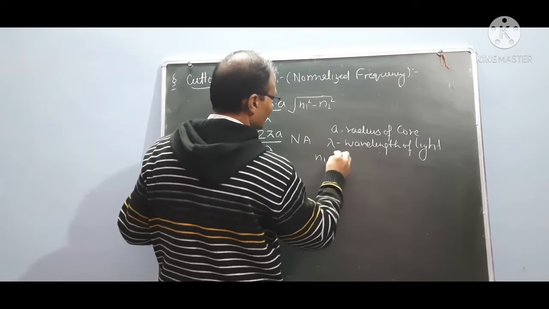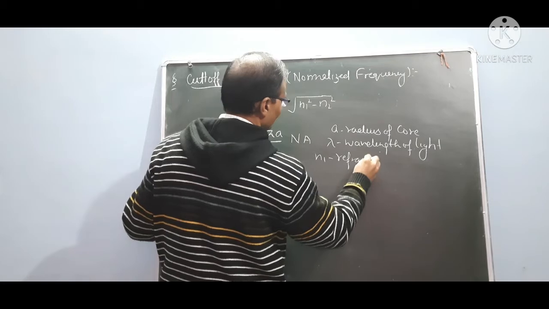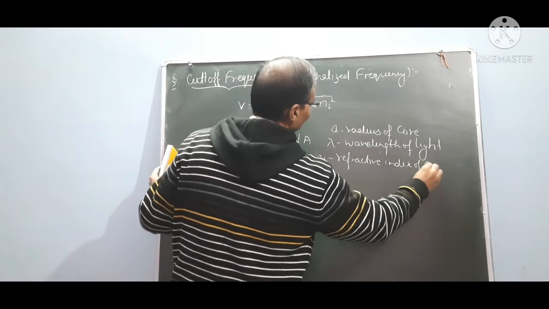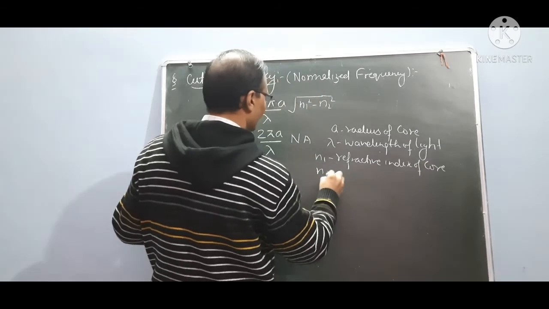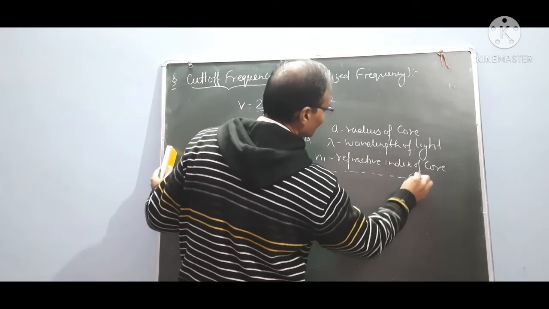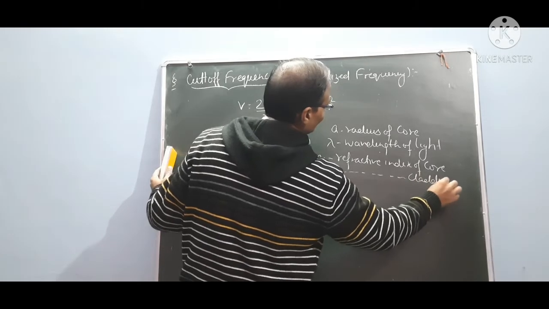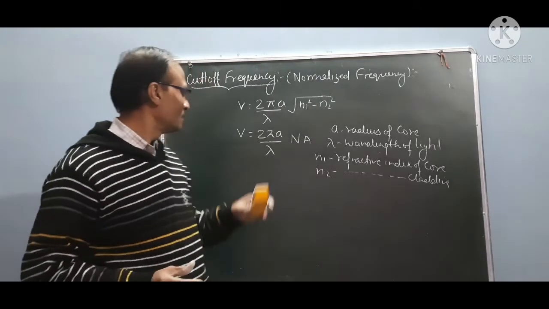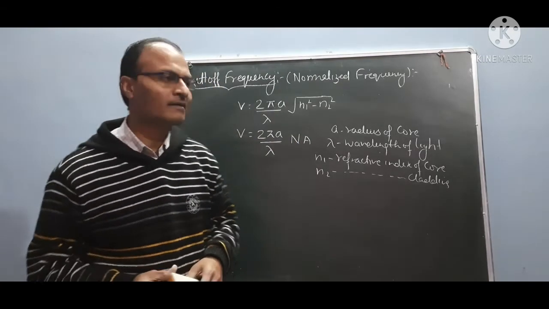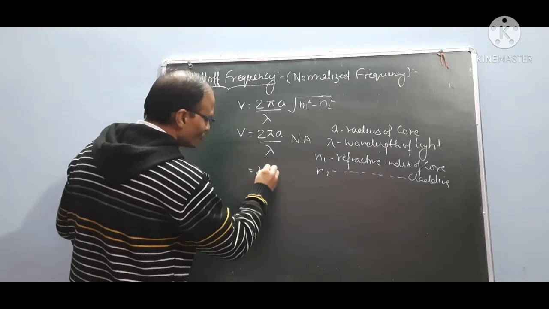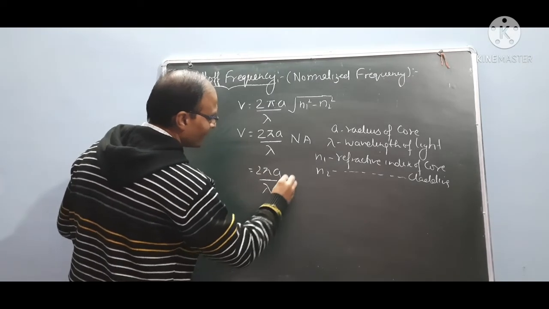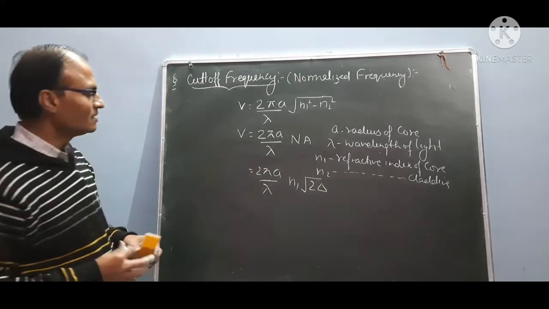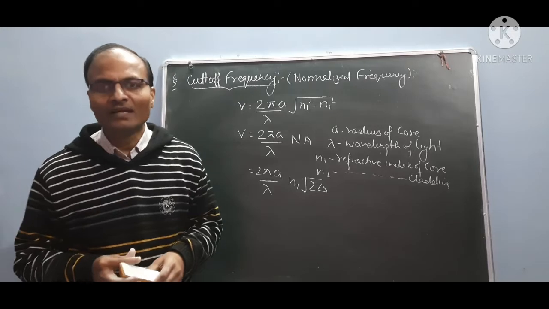n1 is the refractive index of core and n2 is the refractive index of cladding. So V equals 2 pi a upon lambda into NA. What is the value of NA? V equals 2 pi a upon lambda n1 under root 2 times delta. This is the calculating formula of V number.